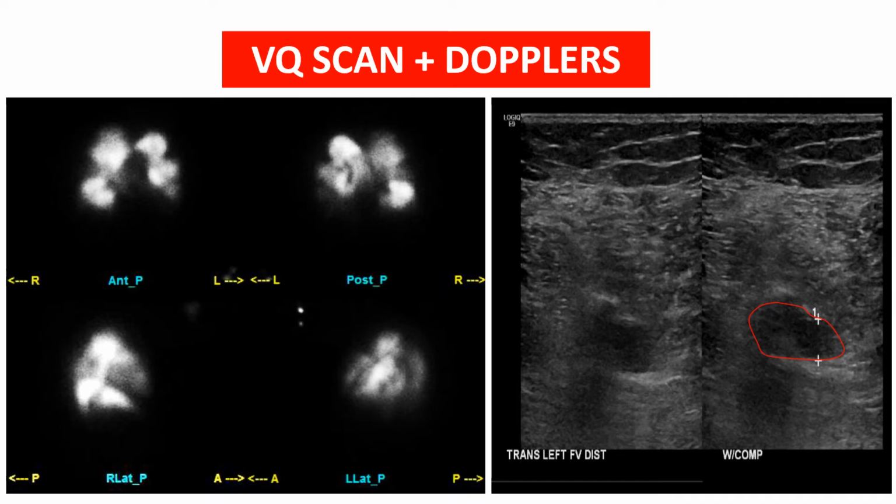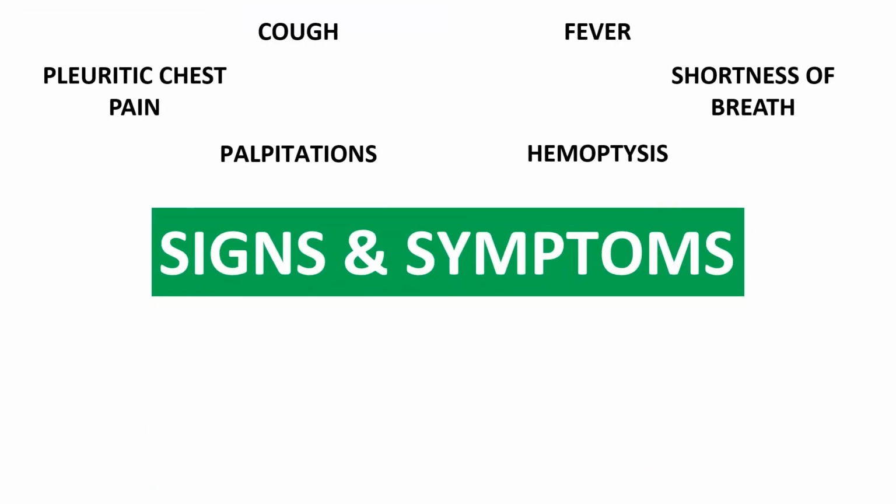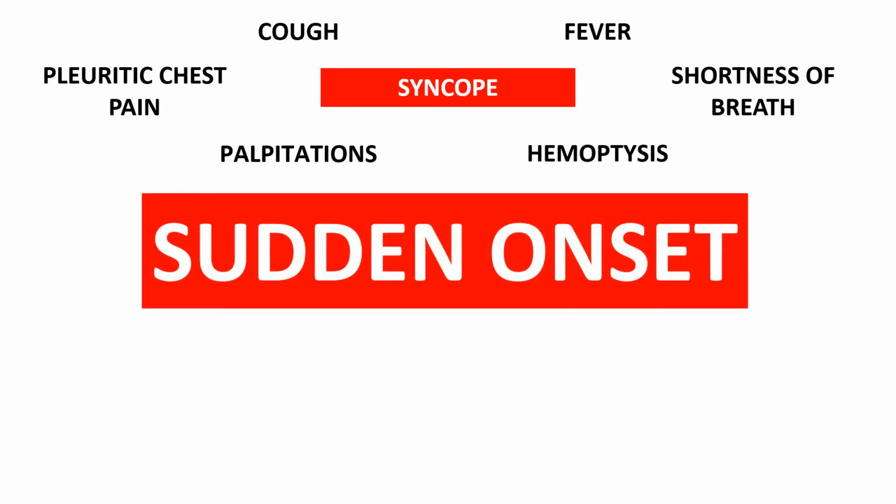Let's jump back out of radiology and let's talk about some signs and symptoms of a PE. There are various symptoms of a pulmonary embolism, and as you can see, most of them are very nonspecific. One symptom to worry about is syncope. Syncope is considered a very high-risk feature in pulmonary embolism. A sudden onset of any of these symptoms should raise suspicion for a pulmonary embolism.